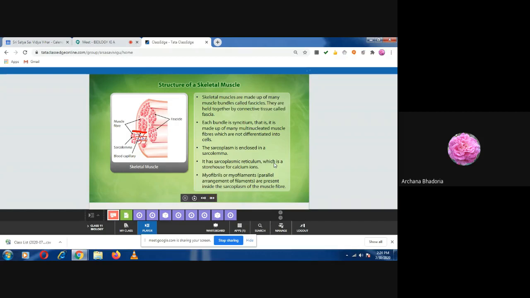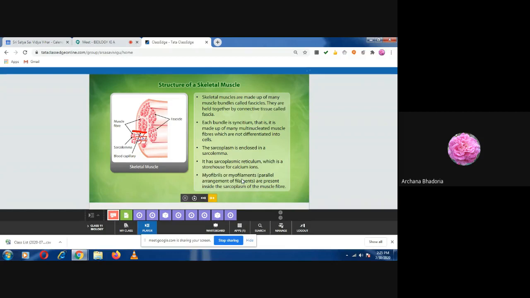Understood? Now try to understand further the structure that each muscle fiber is made up of the myofibrils or myofilaments. Very important now. Should I repeat this much? Because now I am entering inside the structure of the muscle fiber.